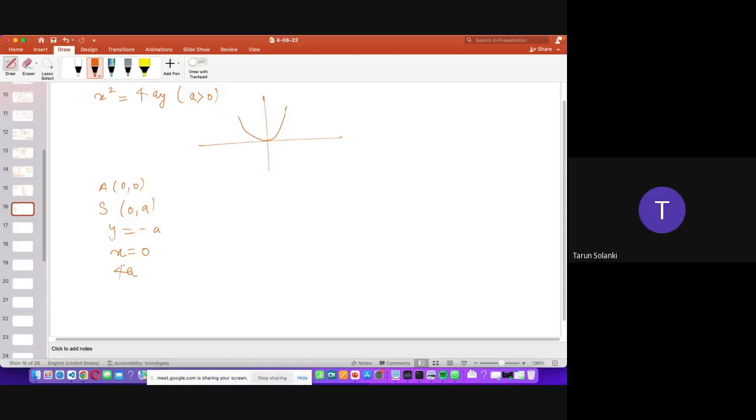Extremities of latus rectum, which becomes (plus minus 2a, a). Equation of latus rectum y equals a. Equation of tangent at vertex becomes y equals 0, and the focal distance of a point becomes y plus a. And the parametric coordinates become (2at, at square), and eccentricity is 1. So this was related to this parabola. Just note down this.